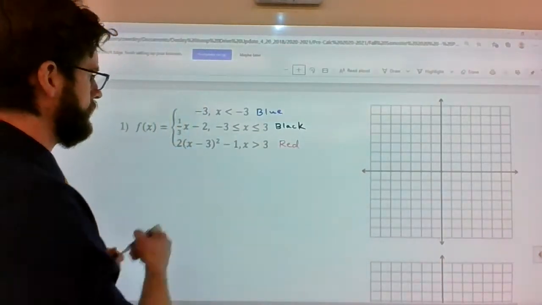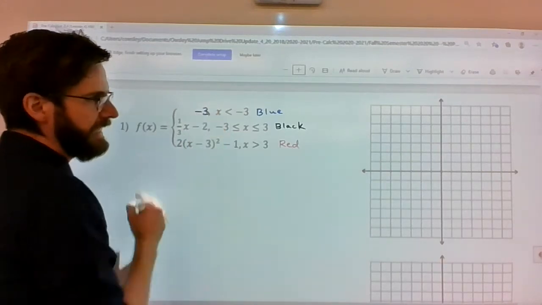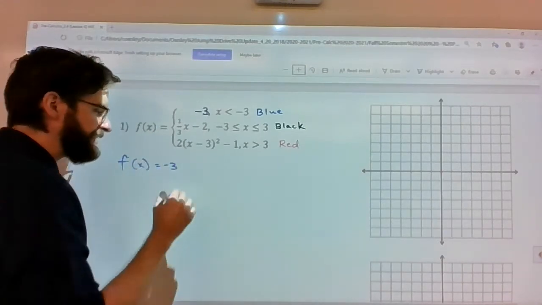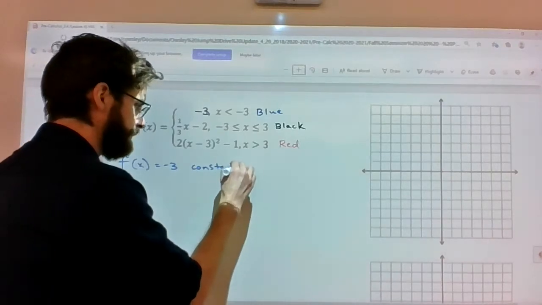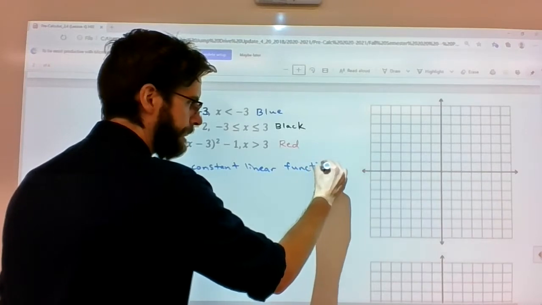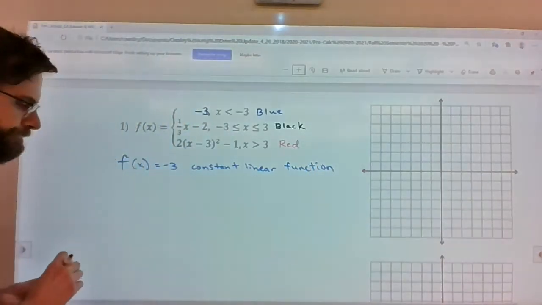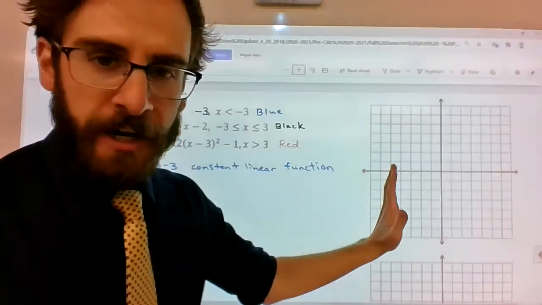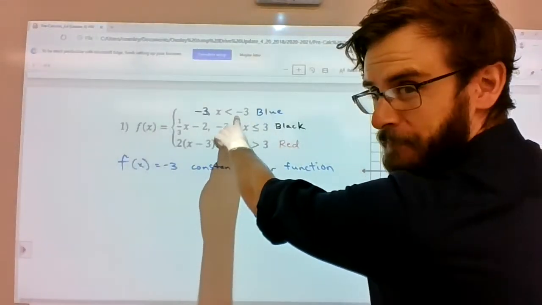So when you think about f of x equals negative 3, f of x equals negative 3 is a constant linear function. From your Algebra 1 days, it was basically a horizontal line at negative 3. So you have to think about this as starting at negative 3, okay, because that's where my function ends.